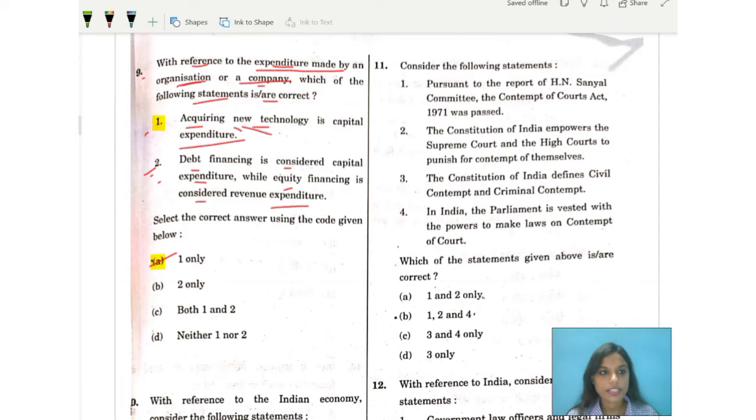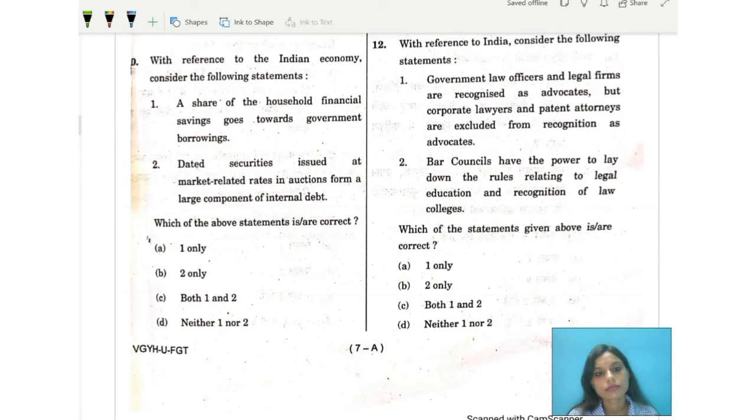Moving over to question number 10 for today's class. That's the last question that we're going to discuss. With reference to the Indian economy, consider the following statements. Number 1 statement says, a share of the household financial savings goes towards government borrowings. And number 2 says, dated securities issued at market-related rates in auctions form a large component of internal debt. So if you follow both these sentences, obviously both of these are correct.